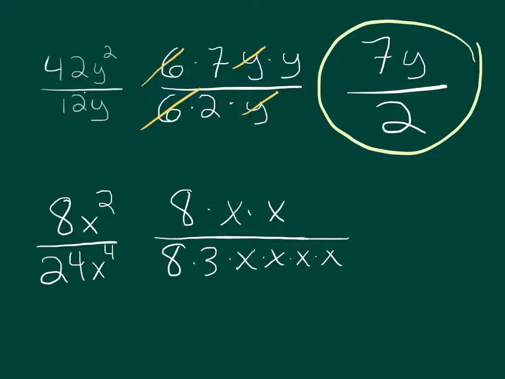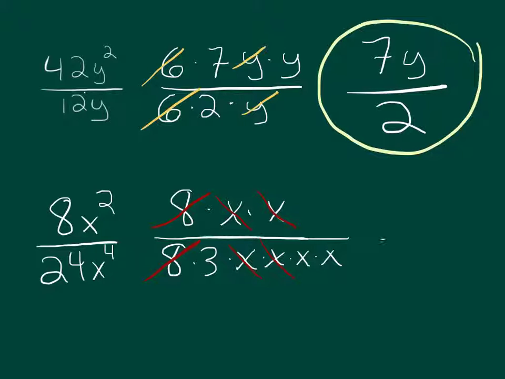4 x's there. Now, I'm looking at just crossing these off. I've got an 8 on the top and an 8 on the bottom. I cross that one off. My 3 doesn't correlate to anything on top, so I can't do anything there. But this x I can cross off top and bottom both. So that leaves me with nothing left up here on the top.